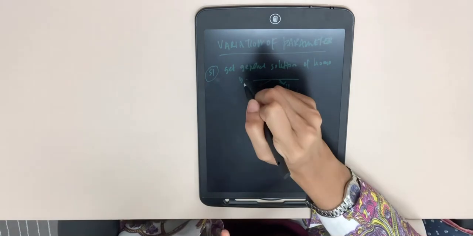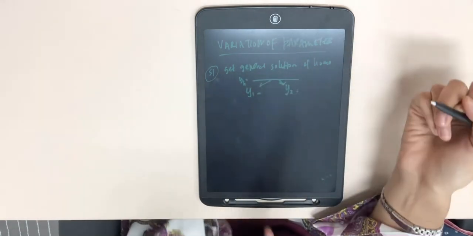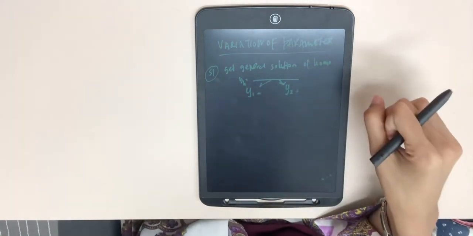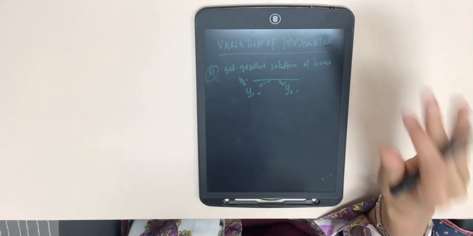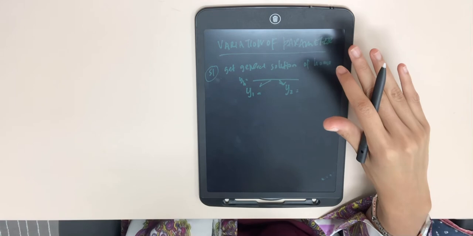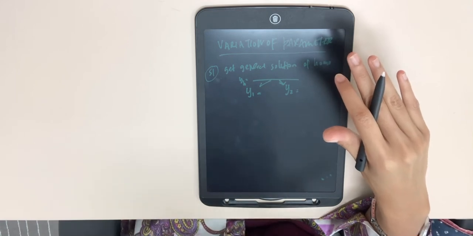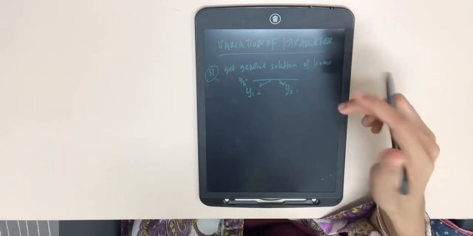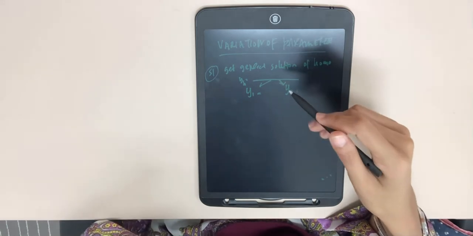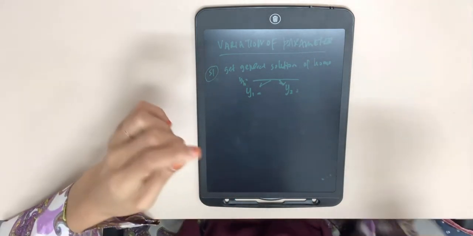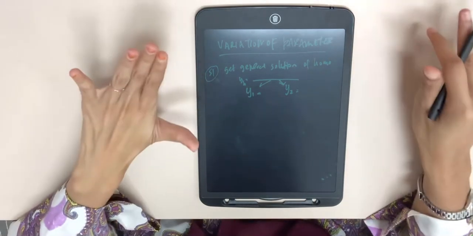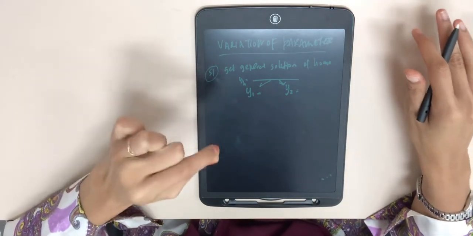Let's say this is your YH, your general solution for the homogeneous equation. You get your YH after you factorize, and then using the table you check whether it is real distinct, real repeated, or complex conjugate. After that, we need to come up with a Y1 and also Y2. Later on I will show you what is meant by Y1 and Y2.